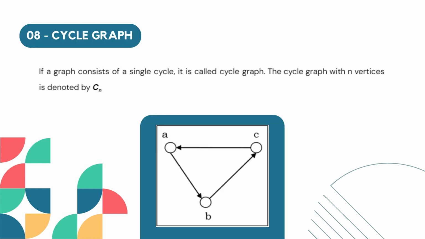The eighth one is cycle graph. If a graph consists of a single cycle, it is called a cycle graph. The cycle graph with n vertices is denoted by Cn.